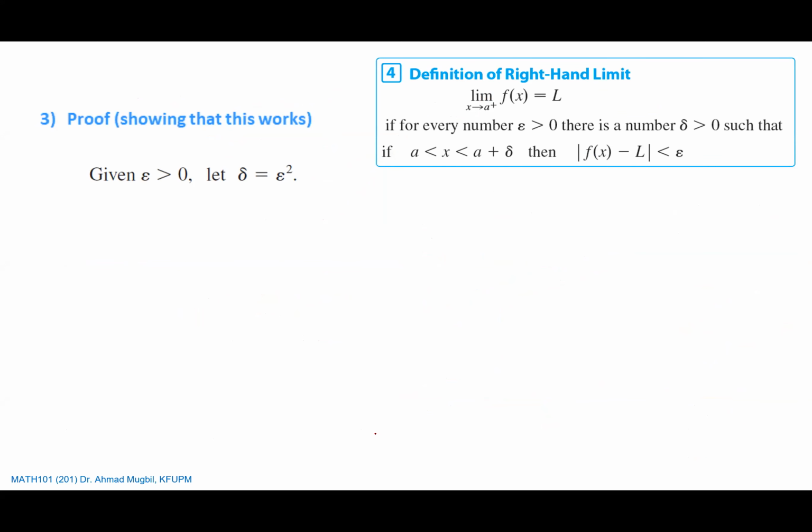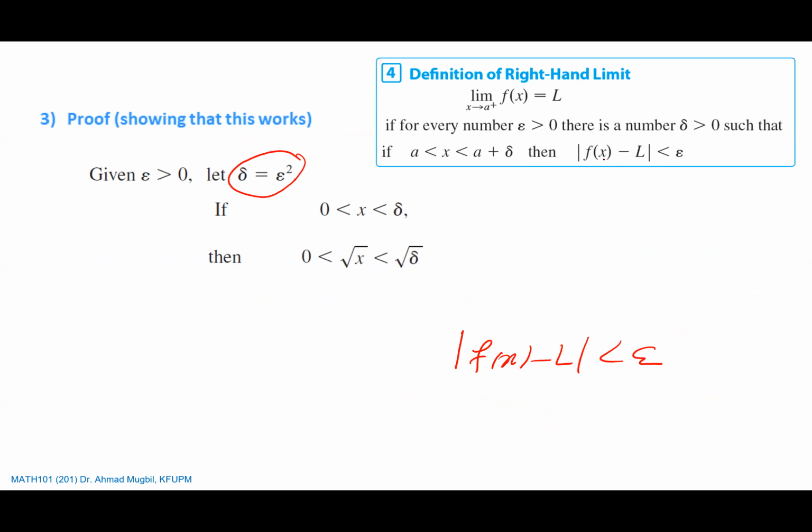Now, the third step is usually just a matter of verifying that you have, at the end, the absolute value of f(x) minus L less than epsilon. This is what we want at the end. Now we have delta. I know what delta is. Delta is epsilon squared. So I will go now to this f(x) minus L.